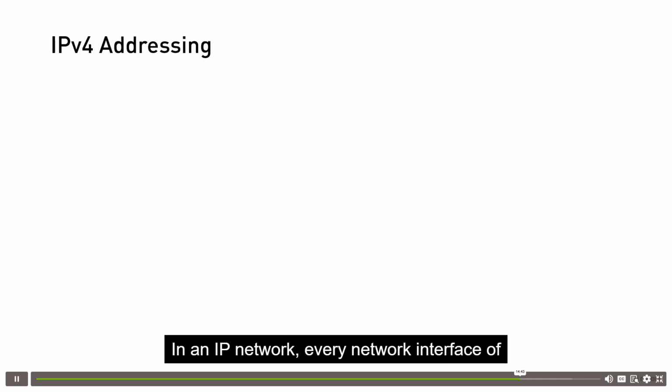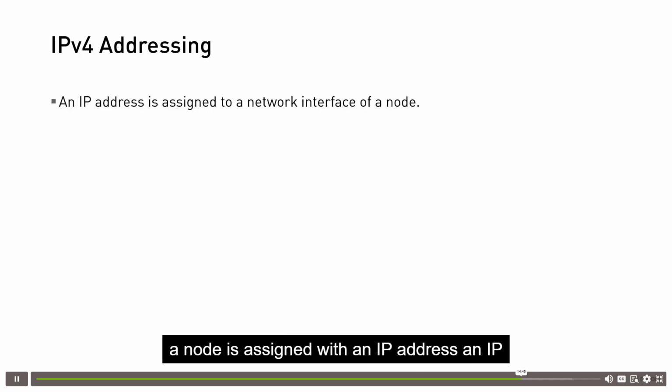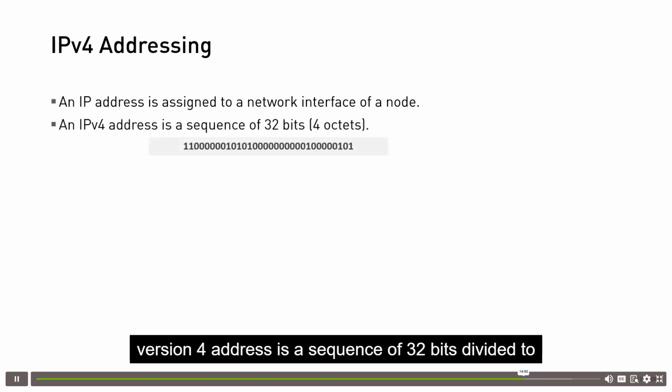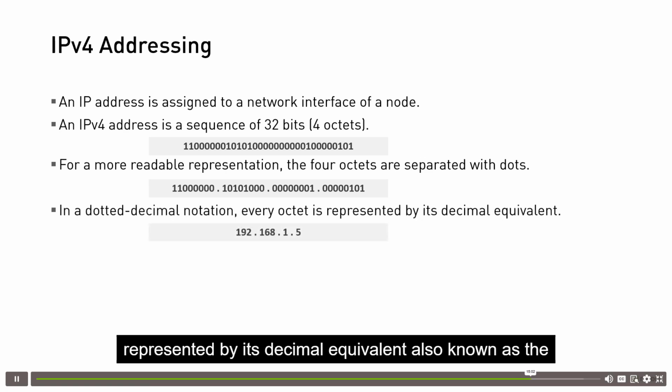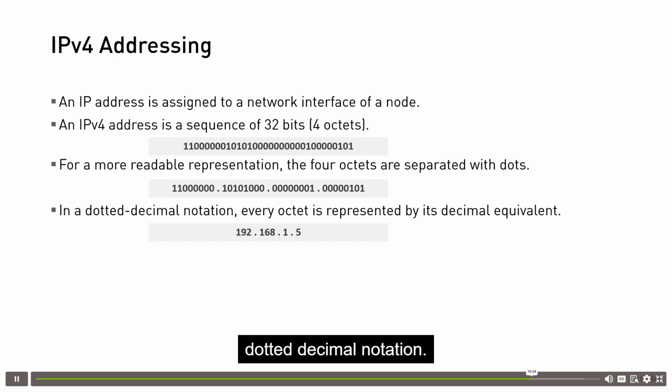In an IP network, every network interface of a node is assigned an IP address. An IP version 4 address is a sequence of 32 bits divided into 4 groups of 8 bits per group, known as octets. For a more readable representation, the 4 octets are separated with dots, and each octet is represented by its decimal equivalent, also known as the dotted decimal notation.